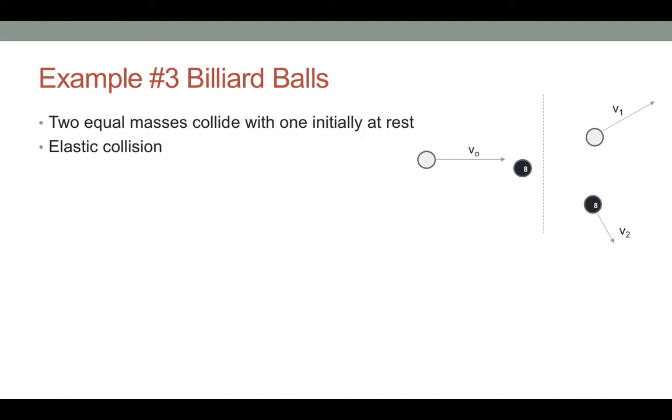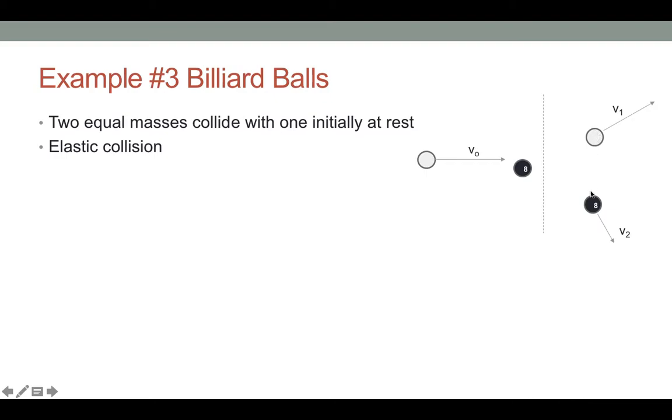Let's consider an example of billiard balls. And the advantage of billiard balls is all of the masses are equal, and generally speaking, one of the masses, in fact, does start at rest on the billiard table. So we'll take here a cue ball right here colliding with the 8 ball.